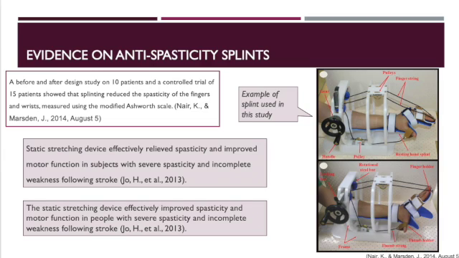They found that spasticity of the affected wrist and MCP joints improved after the 4-week static stretching program. Motor function of the affected wrist and hand, measured using the Fugl-Meyer motor assessment, showed improvements after participation in the program, but active range of motion of the MCPs and wrist did not show significant changes. The amount of improvement using the Fugl-Meyer assessment was 13%, which was believed to be meaningful because an FMA improvement of 10% has been reported to be clinically significant. So overall, it was found that the devised static stretching device, which is in the picture, effectively improves spasticity and motor function in people with severe spasticity and incomplete weakness following a stroke.